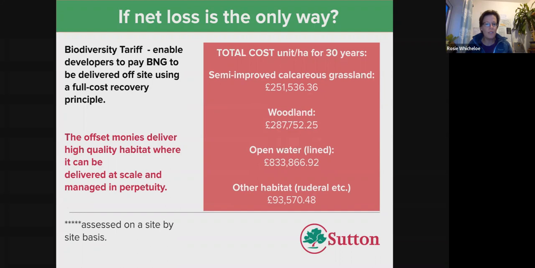But it gives the smaller developer an option, if they don't think it's achievable on site, to go for this option, just to pay and for the habitat to be delivered off site. But at the same time, for a big developer, it may get them to rethink their design, and that's a good thing. And what this does mean then is the monies can go to deliver high quality habitat where it can be delivered at scale and managed in perpetuity by the borough.